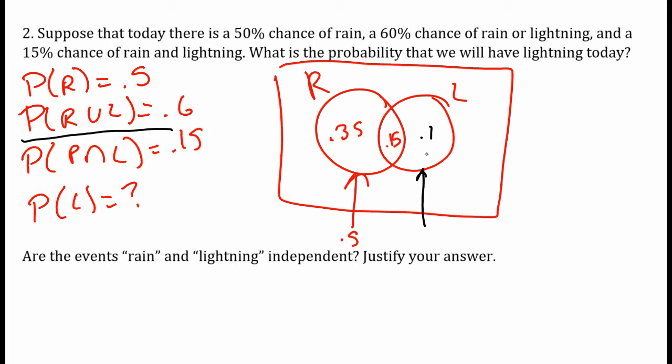What's the probability of that entire circle? Because that's what P of L is. P of L is that entire circle. That entire circle there is 0.25. So the probability that it lightnings is 0.25.